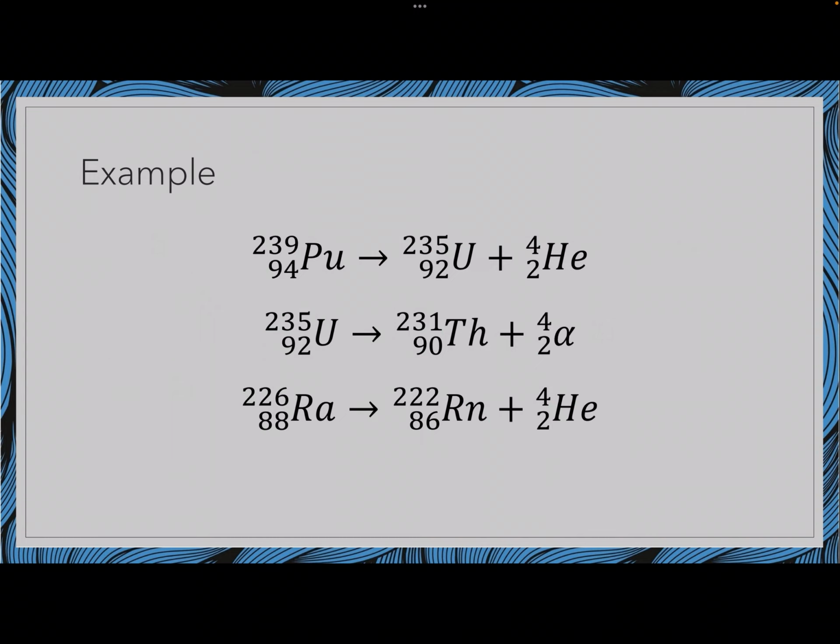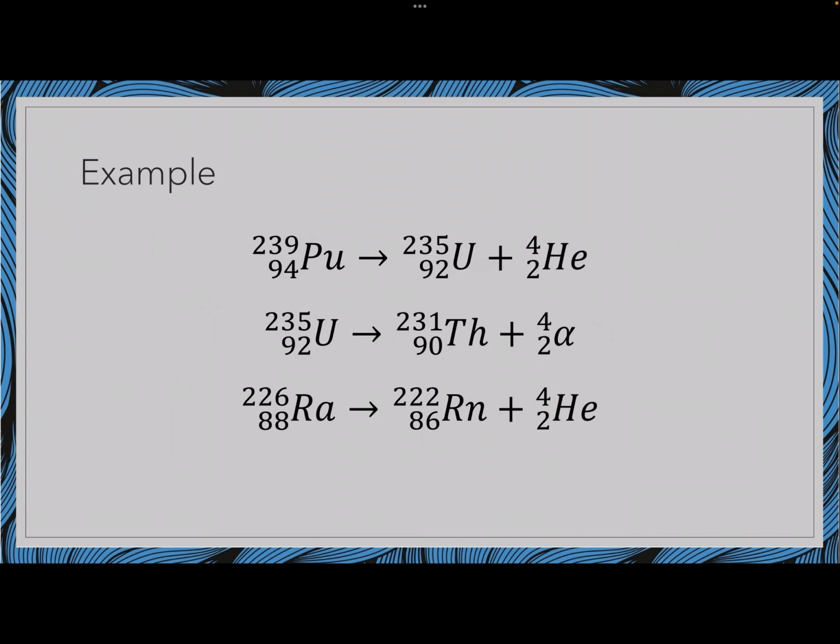So let's go plutonium to uranium with the alpha particle. So we can see that the 239 of the plutonium drops 4 to 235. The 94 drops 2 to 92. And we have that 4-2 helium nucleus coming off.